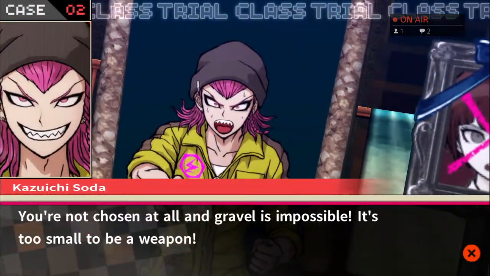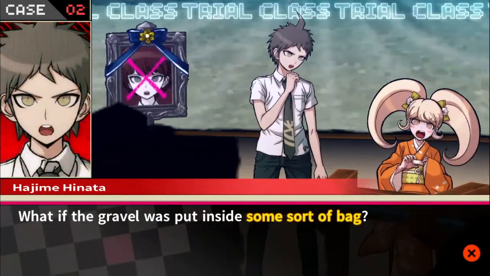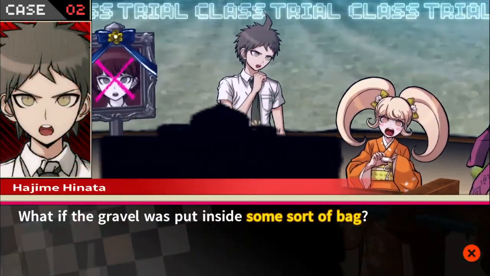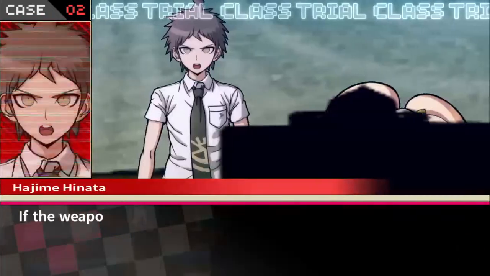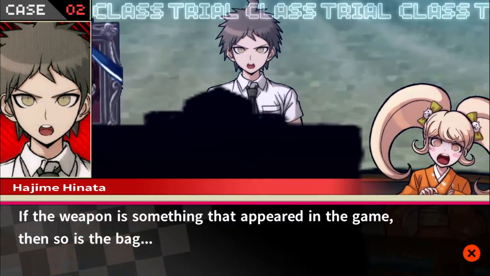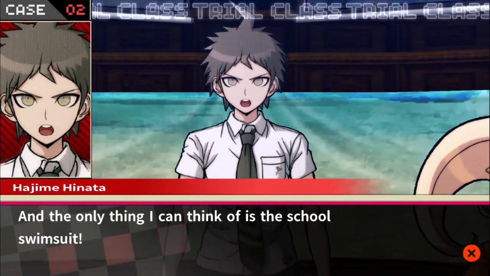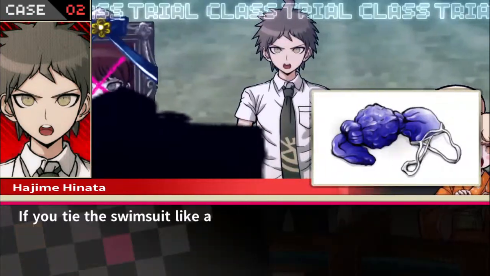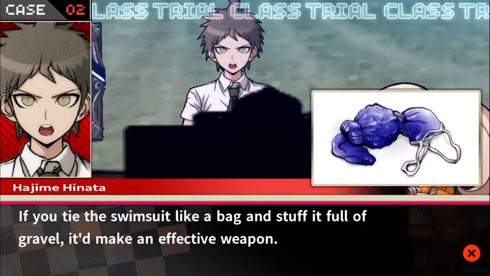And gravel is impossible! It's too small to be a weapon! What if the gravel was put inside some sort of bag? What kind of bag? If the weapon is something that appeared in the game, and so is the bag. And the only thing I can think of is the school swimsuit. If you tie the swimsuit like a bag and stuff it full of gravel, it'd make an effective weapon.